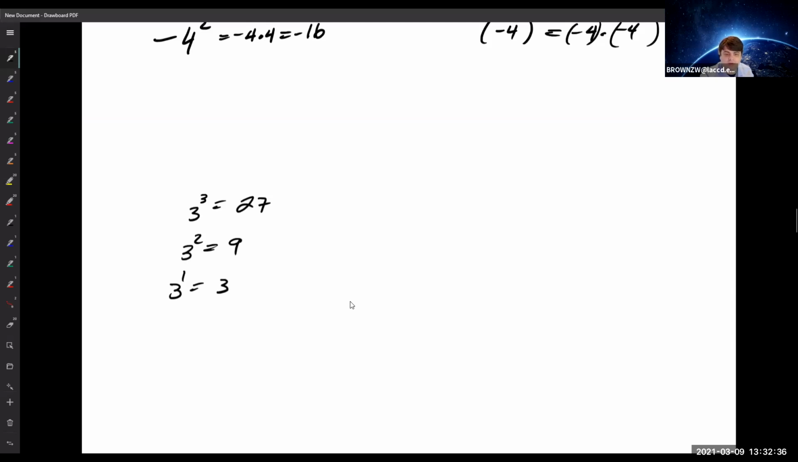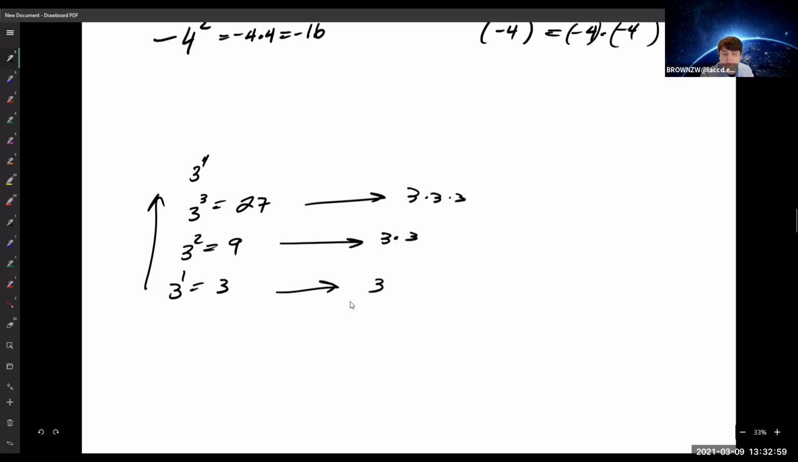And what we're doing is increasing the power by 1 as we go. As we move up on the right-hand side, we're basically adding another 3. This here is just a single 3. This here comes from 3 times 3. This here comes from 3 times 3 times 3. So all we're doing is we keep multiplying through by 3.